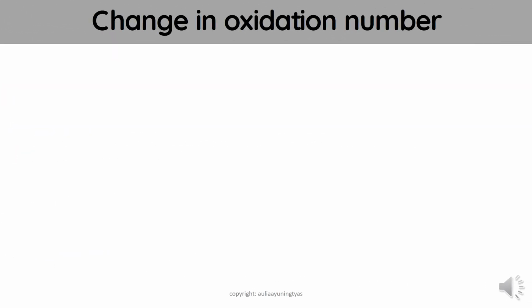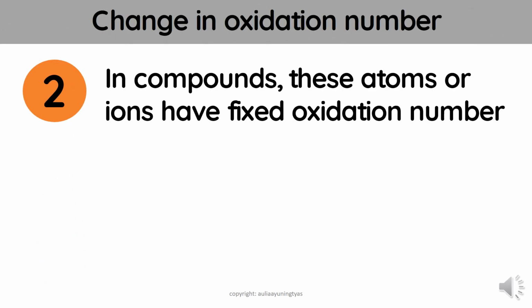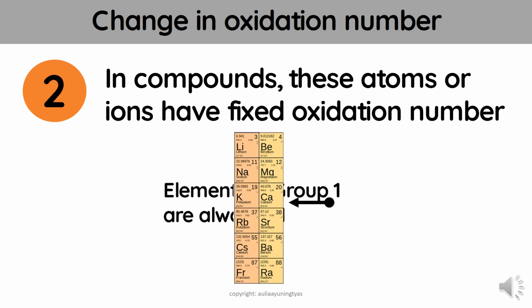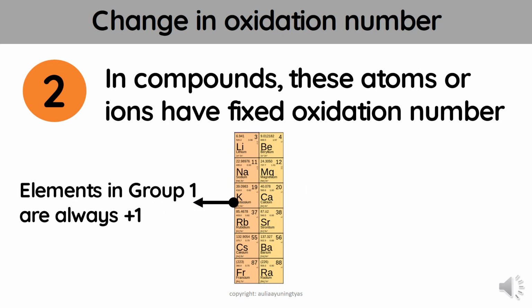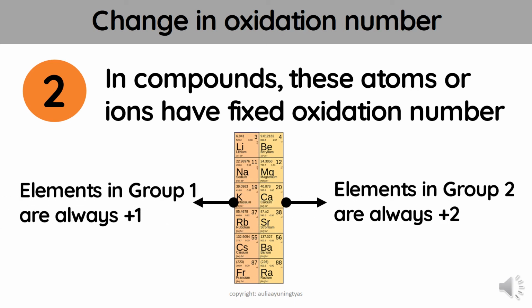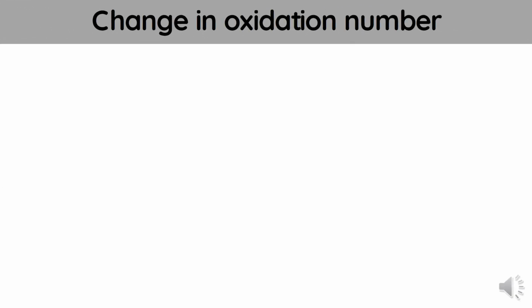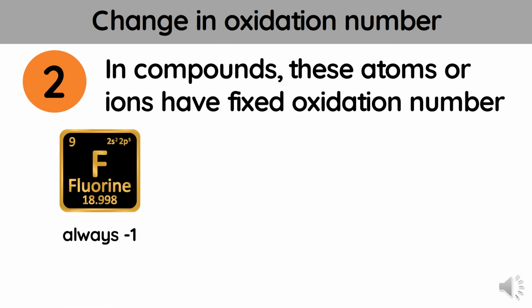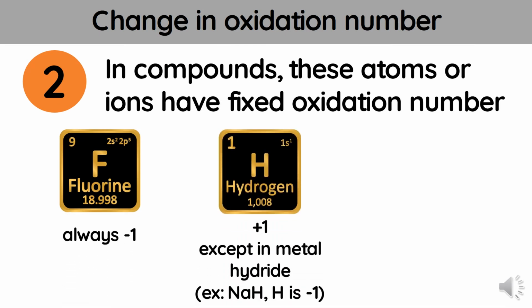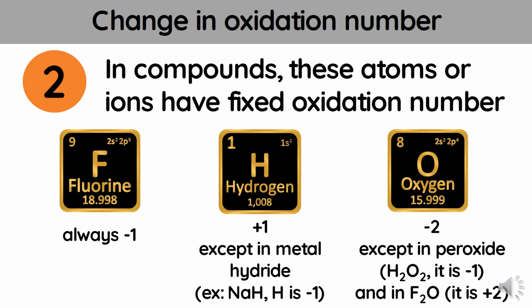Rule number 2. In compounds, these atoms or ions have fixed oxidation number. Elements in group 1 are always positive 1. Elements in group 2 are always positive 2. Oxidation number of fluorine is always negative 1. Oxidation number of hydrogen is positive 1, except in metal hydride, for example sodium hydride, where the oxidation number of hydrogen is negative 1.